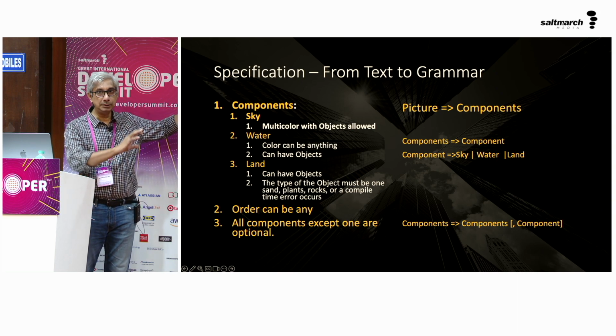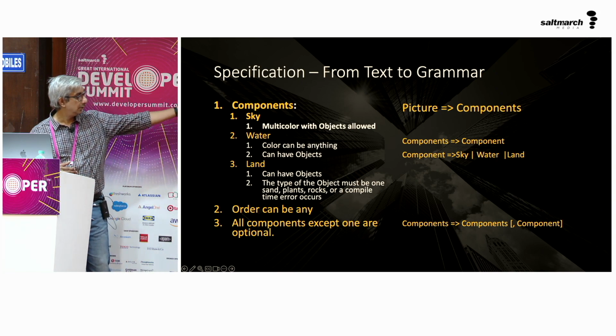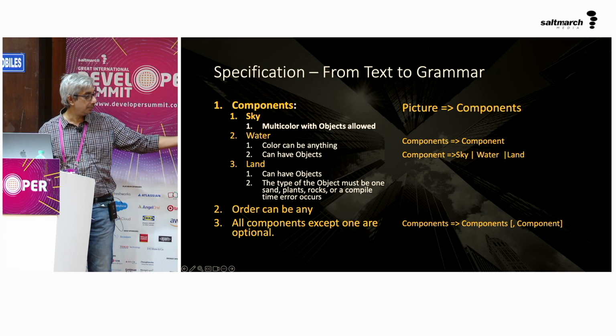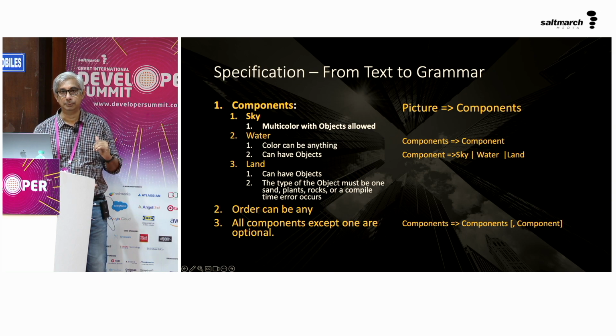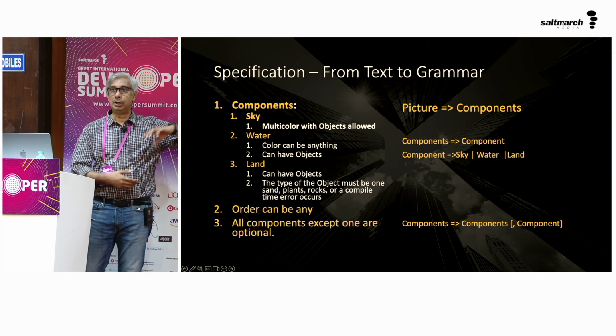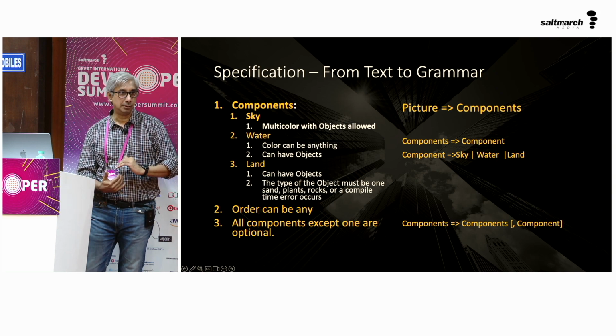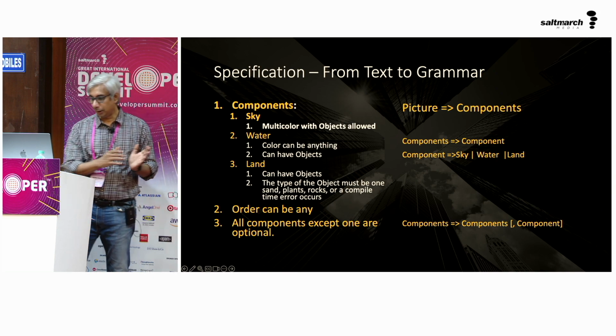So the picture consists of components. Components will have sky, water, land, or something like that. And there can be one component after another. It's like the class, we can have fields, we can have methods, and there could be a number of fields and a number of classes. So it's exactly similar to that.